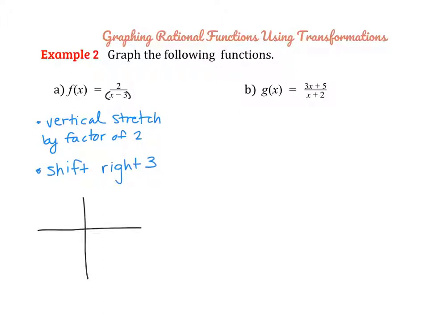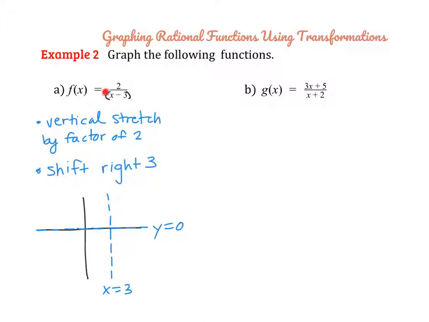So not only is my graph going to shift to the right 3, but so is my vertical asymptote. So remember, my vertical asymptote for the parent function is at x equals 0. So now it's going to be over here at x equals 3. So that shifts to the right 3. Now a horizontal asymptote, it's going to remain at 0 because I didn't shift up or down. And then I'm going to try to sketch the rest of my graph.